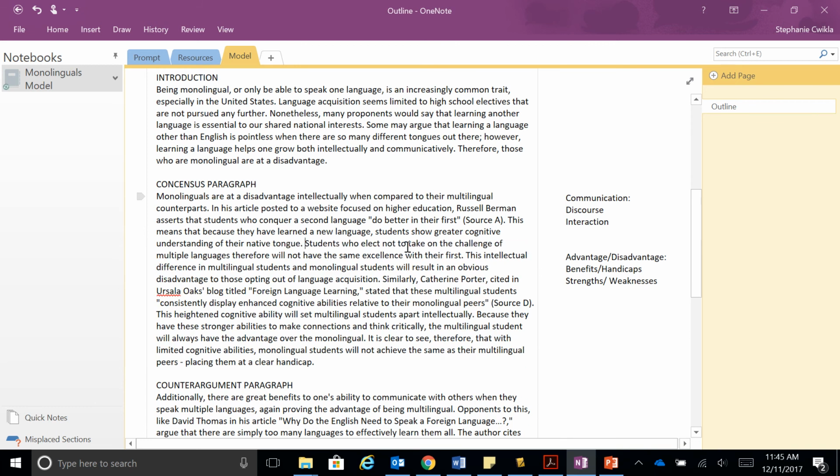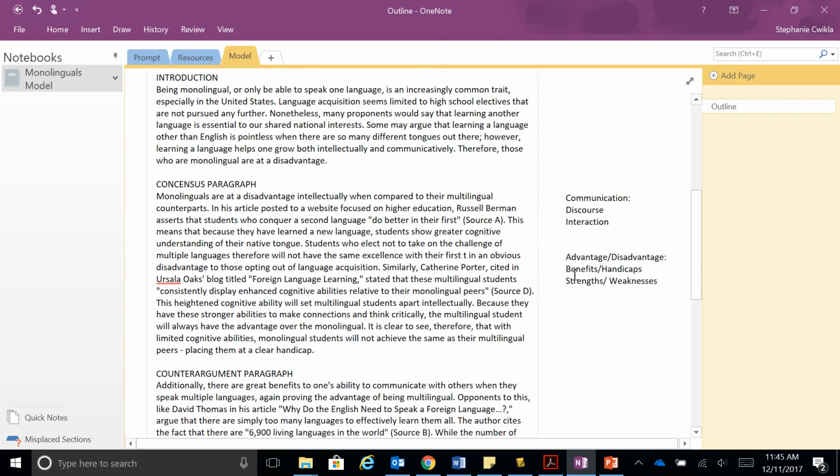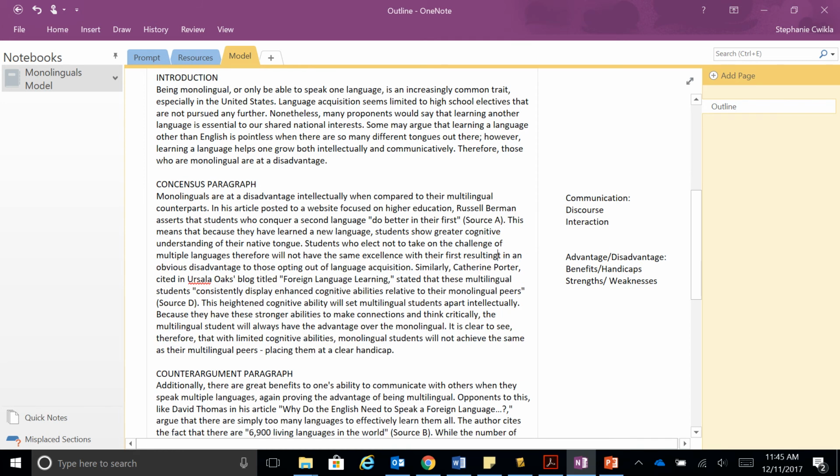Okay, students who elect not to take on the challenge of multilanguage therefore will not have the same excellence with their first. And then I'm going to combine these, resulting in an obvious disadvantage to those opting out of language acquisition. So what I realized is my prior sentence was not really explaining how this links to the intellectual growth that students see, so I wanted to refine that. And then I simplified these two sentences because they were repetitive.